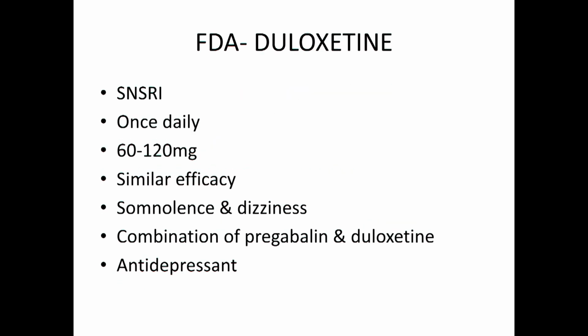The next one is the selective norepinephrine serotonin reuptake inhibitors. Of course, venlafaxine is not indicated for treating painful neuropathy. So duloxetine is a very good drug, which is available as a once daily dosage. The maximum tolerable dose is 60 to 120 milligram.